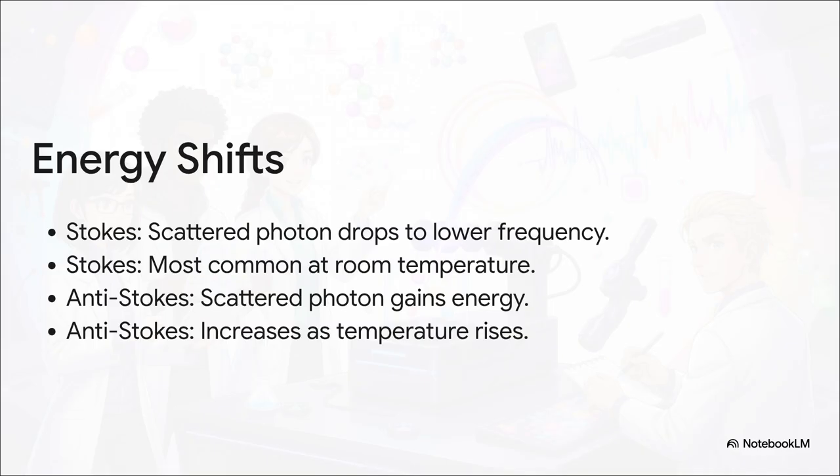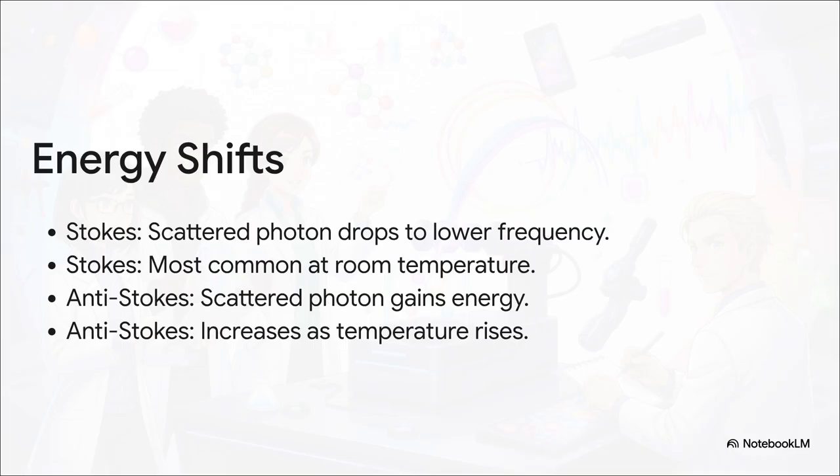And there are two really fascinating outcomes of that Raman shift. First up, we have Stokes scattering. This is where the electron drops to a vibrational state that is higher than its starting state. Basically, the molecule absorbed some energy, meaning the scattered photon actually loses energy and drops to a lower frequency. This is by far the most common form of Raman scattering at room temperature because, well, most electrons are just naturally chilling in their lowest ground state. But then, on the flip side, we have the much rarer anti-Stokes scattering. This only happens when the molecule is already in an excited vibrational state before the light even hits it. It jumps to the virtual state and then relaxes all the way down to a lower ground state.